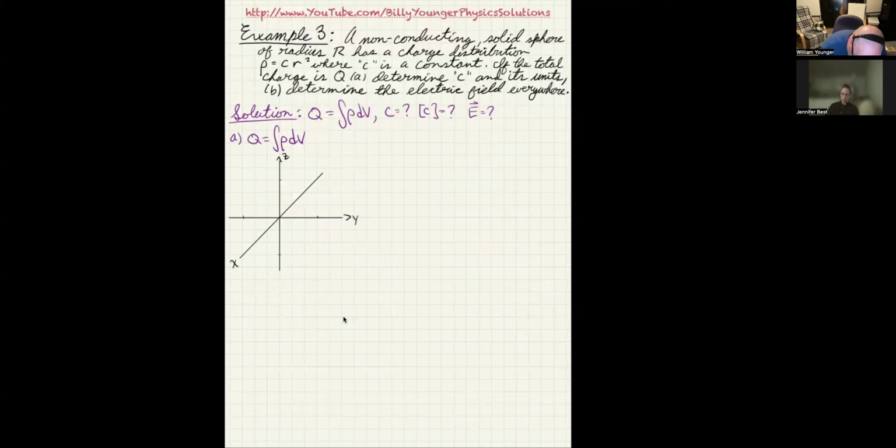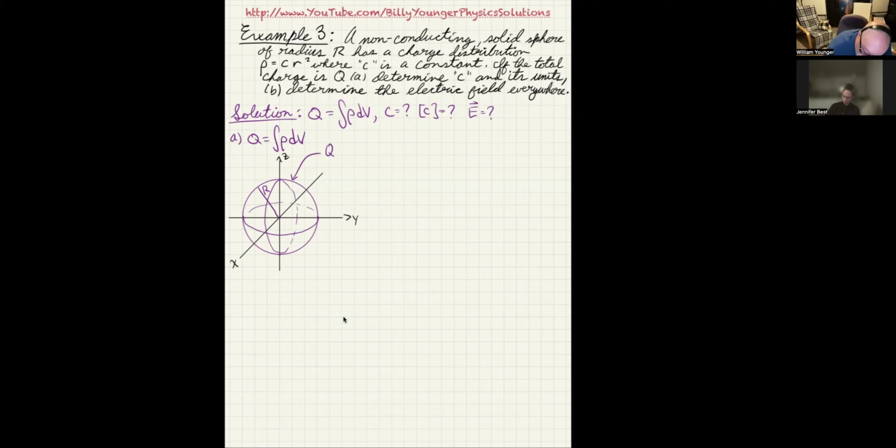Oops, scratch that. I put my hand off of it. So there we go. We've got our sphere of radius big R, and I indicate as much by writing a big R right here and a total charge Q.